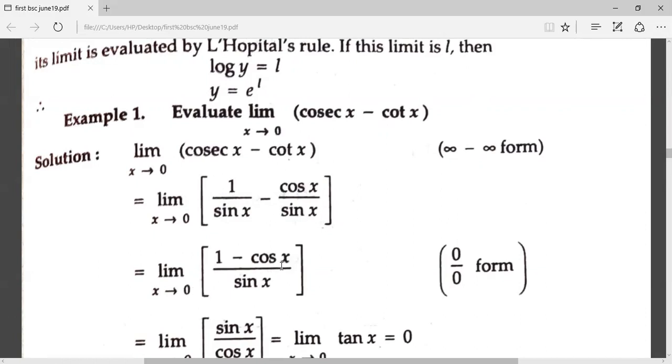Put x equals 0 here. Cos 0 is 1. 1 minus 1, 0. So numerator is 0. What about denominator? Sin 0, 0. Therefore 0/0 form. Again this is indeterminate.